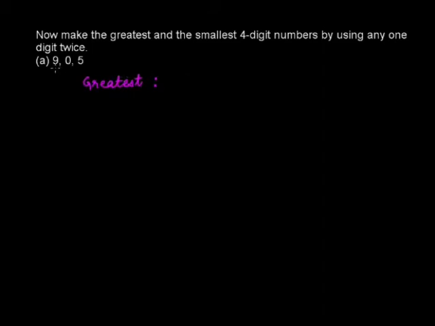So the greatest digit is, like, we have to write in descending order. Which one is the greatest? 9. So I'll write 9. I'll again write 9. We have seen it, right? I'll again write 9 to make the greatest number. Now we are left with 0 and 5. Which one is the greatest? Of course 5. We are left with 0 and I'll write 0 here, so we get this greatest number. Let's see for the smallest number.